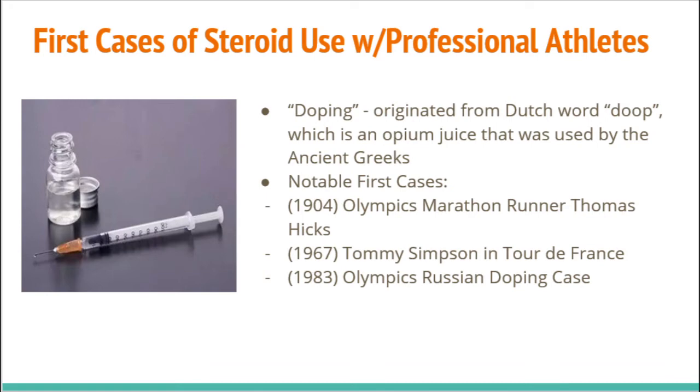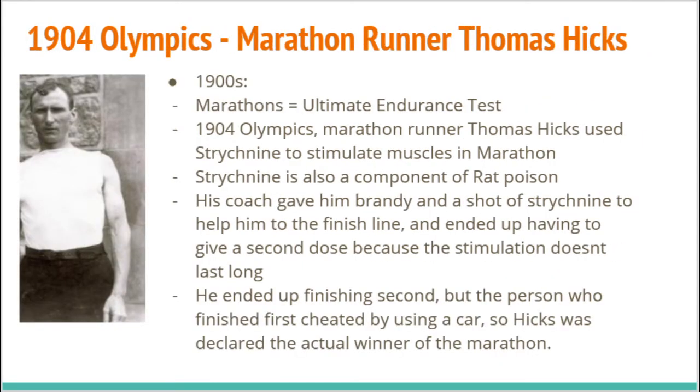The term doping comes from the Dutch word dope, an opium juice used in ancient Greece. Some of the first notable doping cases in contemporary athletic history include the 1904 Olympics with runner Thomas Hicks, the 1967 Tour de France with Tommy Simpson, and the 1983 Olympics Russian doping case. In the early 20th century, running a marathon was seen as the ultimate test of endurance. The coach of Olympic marathon runner Thomas Hicks gave the runner brandy and strychnine, a substance found in rat poison, to stimulate his muscles to get him through to the end.